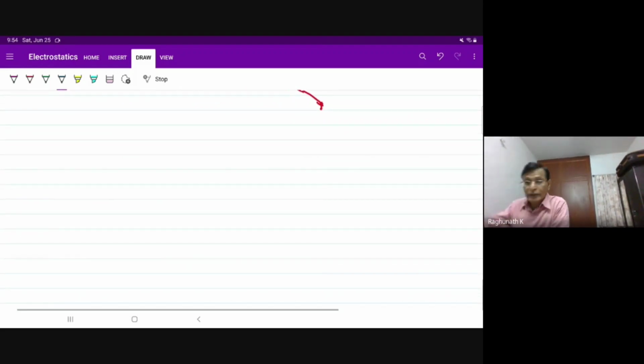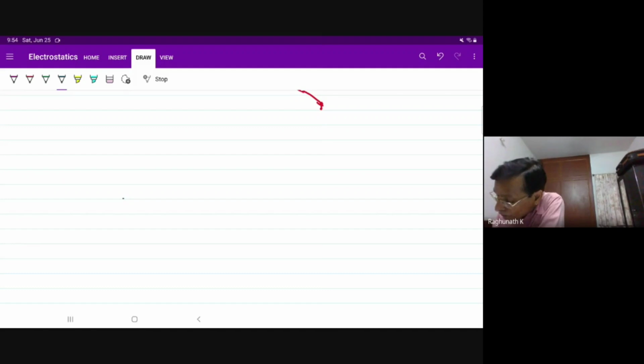Another system of charges. If there is a positive charge and another positive charge of same magnitude, what will happen? If I leave a charge at the positive charge, it comes till the center and stops. Correct? Ultimately. On the same line, if I keep it here, it comes to the center and stops, because at the center it experiences zero force. It stops there.